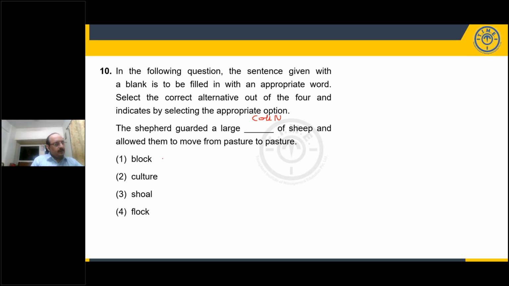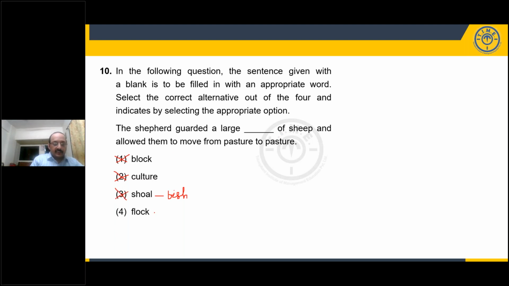So block we know. Can I say a block of sheep? No, I say a block of ice. I can even say a block of students, not a block of sheep. Culture is normally a collective noun that is used with fish. Okay, so no, sorry, not fish. I'm very sorry. Culture is normally used with silkworms, like pisciculture we say, right? So culture based context में नहीं आएगा. Shoal is used with fish. I can even say a school of fish. I can say a shoal of fish, a shoal of whales. Even that is allowed. But here I'm talking about sheep, so that doesn't work.